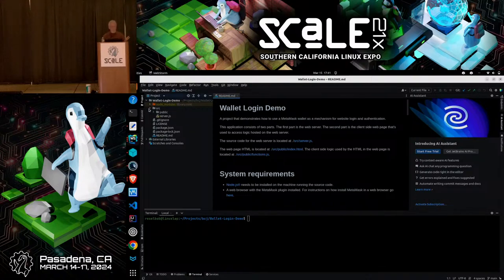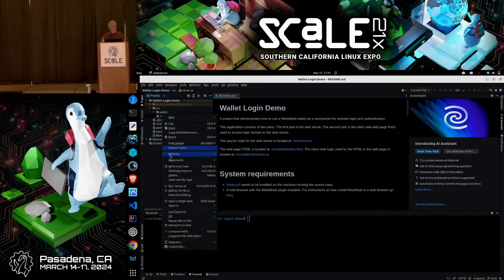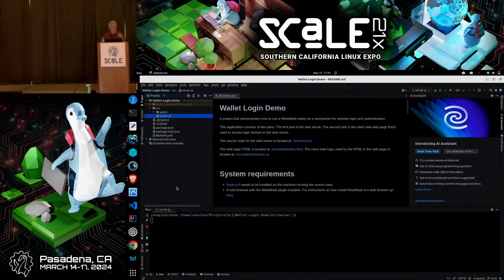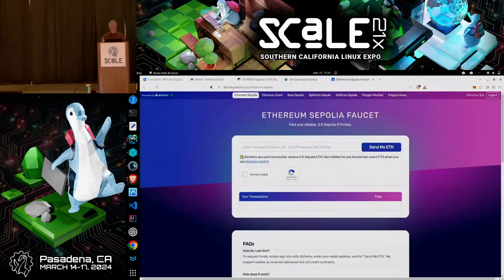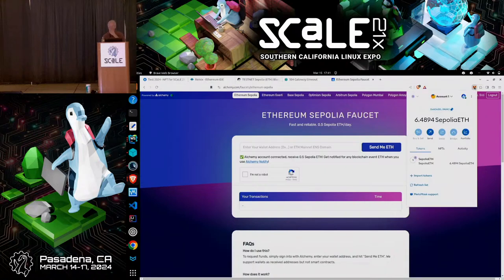Poetically, the web wallet login. And so I'm going to start. I'm going to run the server. Okay, running on port 311, no surprises here. And then what I'm going to do is go to this, my wallet here.